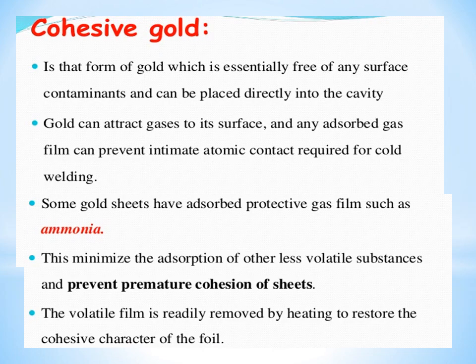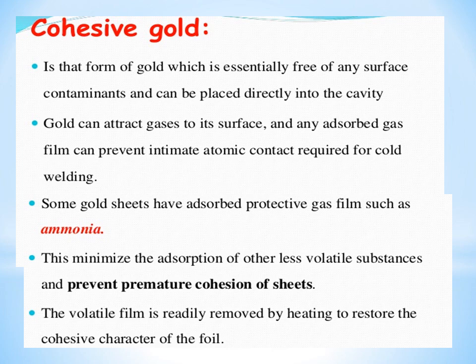Now after the classification of the direct gold filling, let's start with cohesive gold, which is a type of gold foil, and as the name suggests, cohesive, it means that basically if we place two gold foils on top of each other and apply pressure, they will join together or adhere to each other due to intimate atomic contact. So basically, cohesive gold is that form of gold which is essentially free of any surface contaminant and can be placed directly into the cavity.